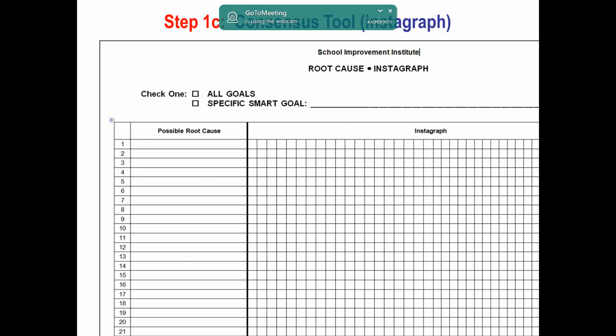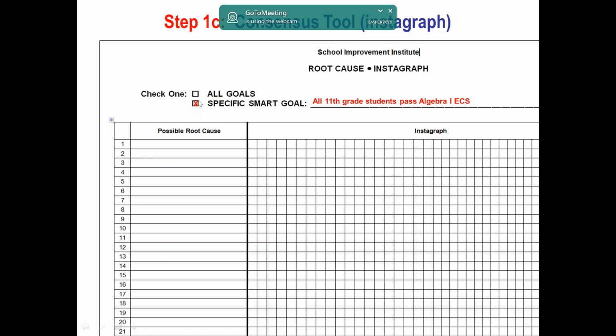This is an Instagraph. You would have one of these Instagraphs in hopefully poster form for all goals, and then another one for each SMART goal. So if you had 13 SMART goals, that's probably way more than you're going to have, but if you did, and then all goals, you would need 14 copies of this poster. So okay, the first thing you do is I'm going to check.